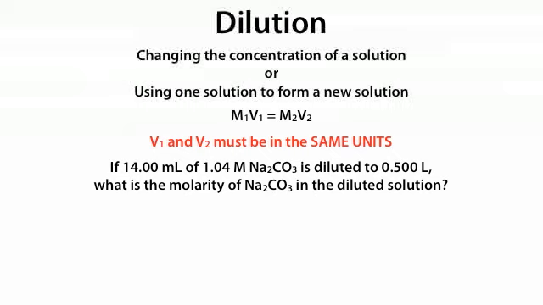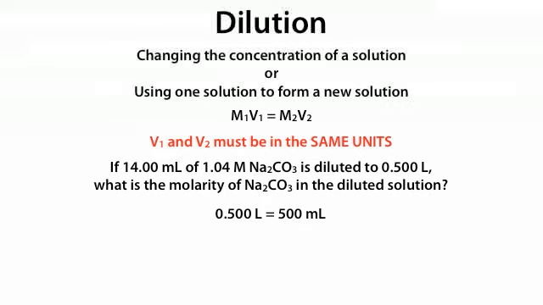Let's look at an example. If 14.00 milliliters of 1.04 molar Na2CO3 is diluted to 0.500 liters, what is the molarity of Na2CO3 in the diluted solution? Right off the bat, we see 14.00 milliliters and 0.500 liters. We need to keep our volumes in the same units. So we either need to convert 14 milliliters to liters or 0.500 liters to milliliters. I'm going to choose to convert our 0.500 liters to 500 milliliters.